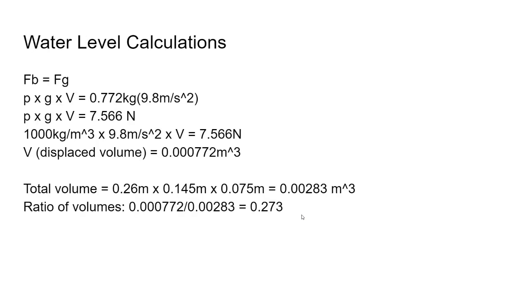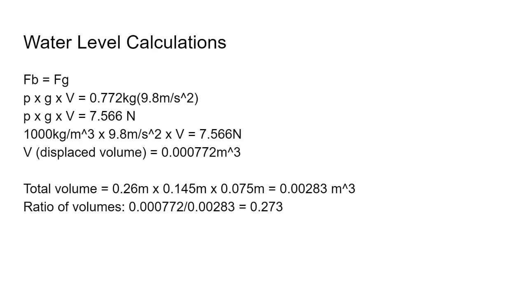So this is how we calculate water level. We essentially knew that the force of buoyancy was equal to the force of gravity. So first we calculate the force of gravity, and we got that was the weight of the boat, which is about 7.566 newtons. We then set that equal to the force of buoyancy, which is equal to the density of water, or 1,000 kilograms per meter cubed, multiplied by the acceleration of gravity times the volume of displaced water. We got the volume of displaced water and divided that by the total volume of the boat. And that got a ratio of the volumes.